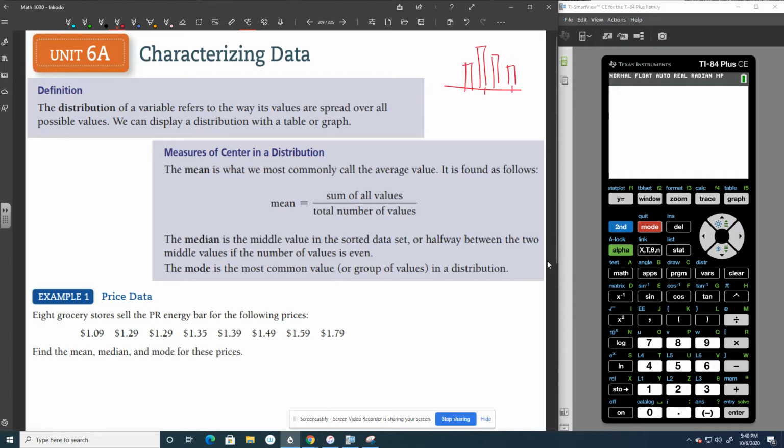And some of these you've been using for a long time, like the mean. Remember, the mean is our most common word for average. That's where you take all of the different pieces of data, add them all together, and divide by the total number of values that you added together. Down here on example 1, it gives you 8 grocery stores that sell the PR energy bar, and here's the price. So to find the mean, you would add all 8 of these together and then divide by 8.